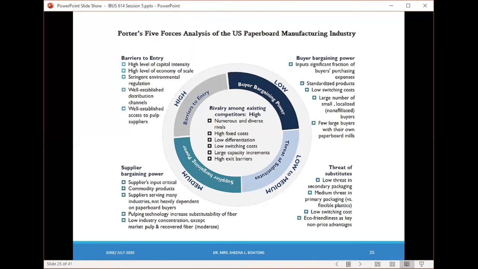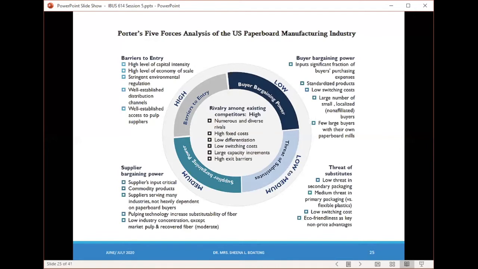And in Porter's 5 forces, we have 5 main forces, namely the barriers to entry, the buyer's bargaining power, the threat of substitutes, the supplier's bargaining power, and then the existing rivalry among the competitors who are currently within the market segment. Now, for this particular industry, we can see that barriers to entry are very high.